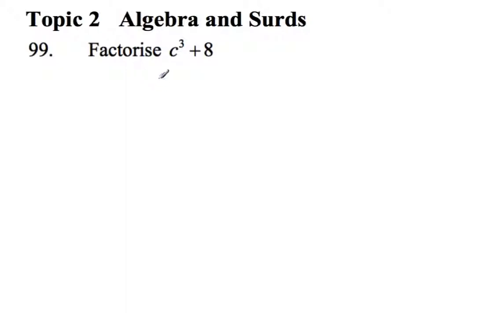Alright, now there are some shortcut rules with cubes as well. We can write this as c cubed plus 2 cubed. Now there's a special arrangement for the sum of two cubes here, so let me remind you of that. We're able to then write this as a factorized version of c plus 2, where you just have a bracket with the two numbers there. Then we have another bracket, and we have c squared, minus the product of those two numbers.